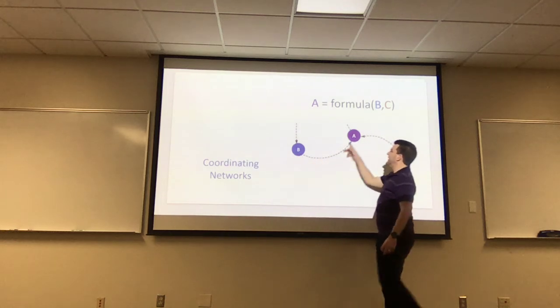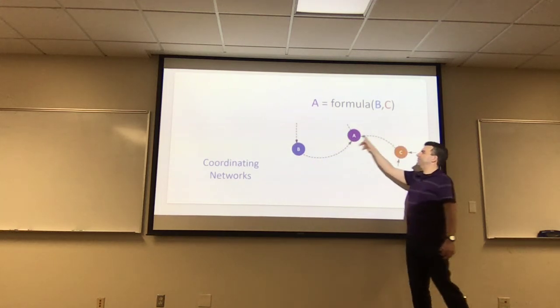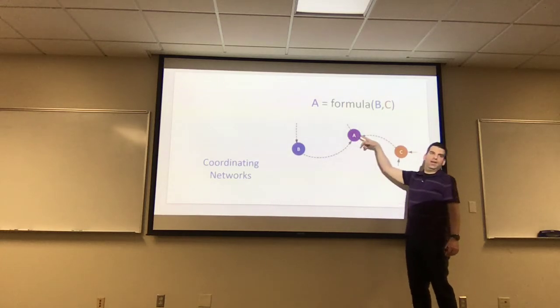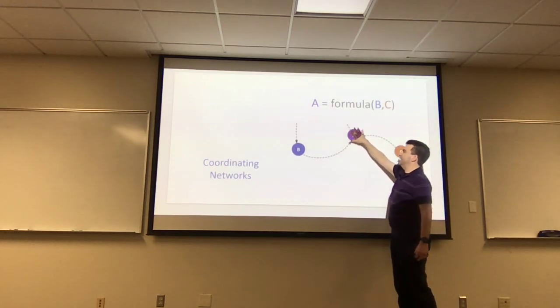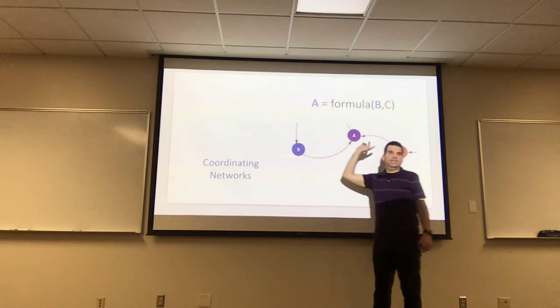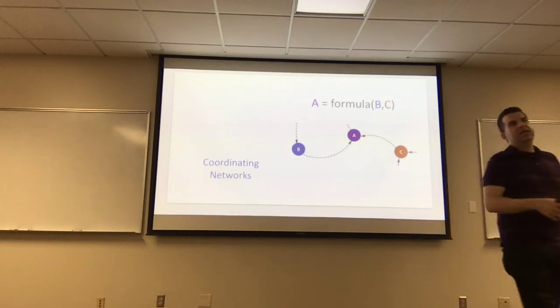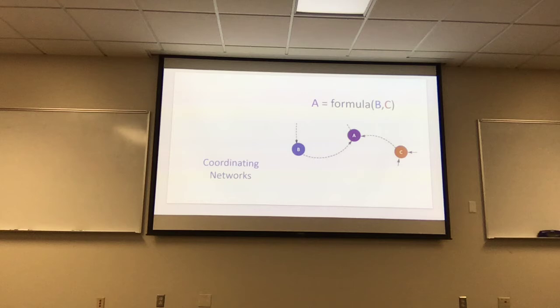So I need B to represent A, I need C to represent A, so I wire them up that way. And that allows me to make A depend on the dynamics going on at B and C, and so on and so forth. So that's what we mean by a coordinating network. They tie the action of all these things together.